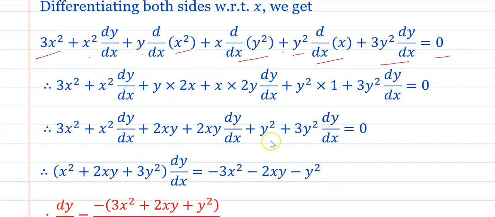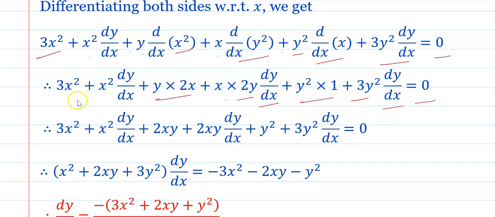and that is equals to 0. Next, 3x square plus x square into dy by dx, y into derivative of x square is 2x plus x into derivative of y square is 2y into dy by dx plus y square derivative of x is 1 plus 3y square into dy by dx, and that's equals to 0.